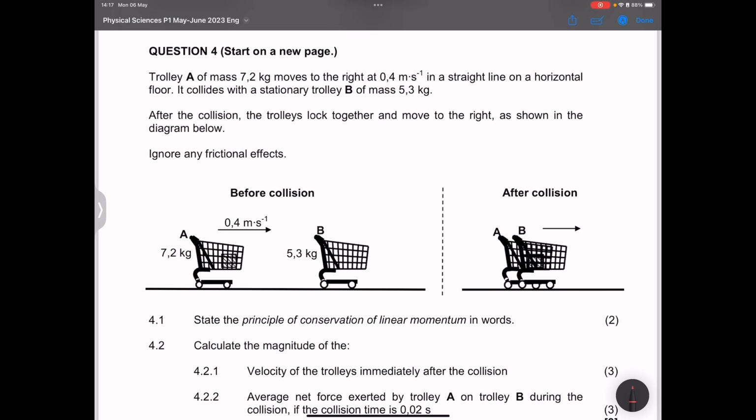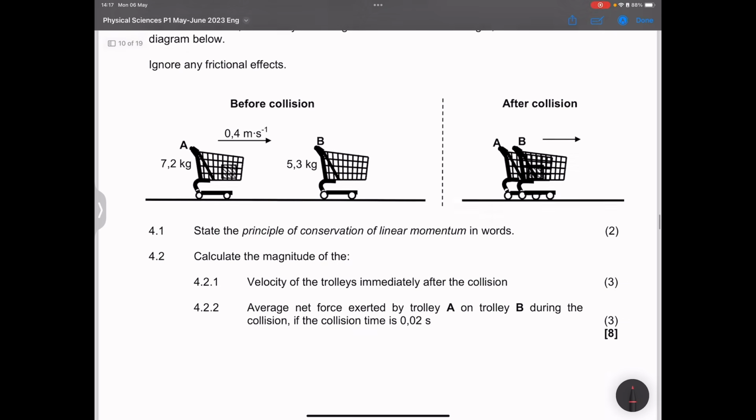Right, on question 4, they say that trolley A of mass 7.2 kilograms moves to the right at 0.4 meters per second. It's indicated there on the diagram. They say in a straight line on a horizontal floor. It collides with a stationary trolley B of mass 5.3 kilograms. Okay, and they say after the collision, the trolleys lock together and move to the right as shown in the diagram below. They say ignore any frictional effects.